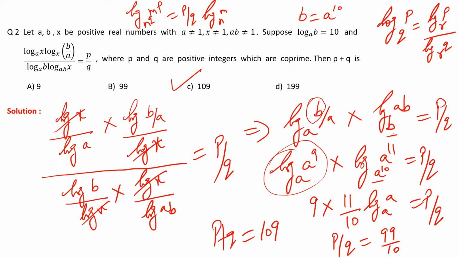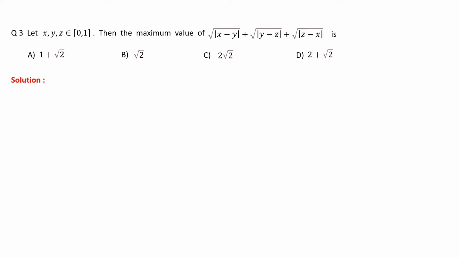Now we move to the next question, the third one. Now students, this is really a wonderful problem. The question says, let x, y, z belong to the closed interval 0 to 1. Then we are supposed to find the maximum value of square root of mod of x minus y plus square root of mod of y minus z plus square root of mod of z minus x.